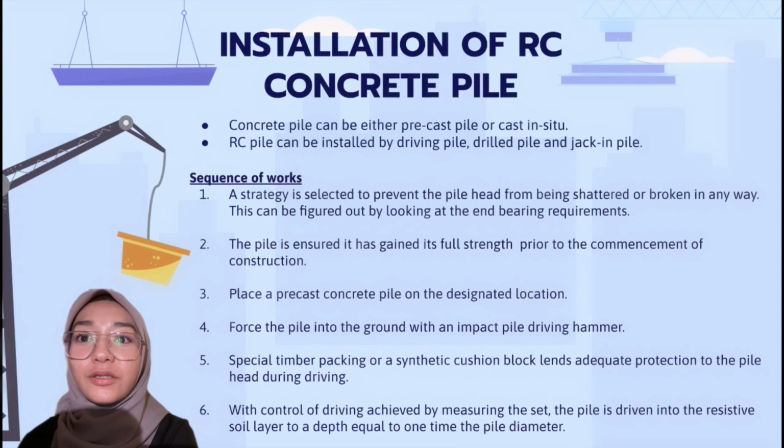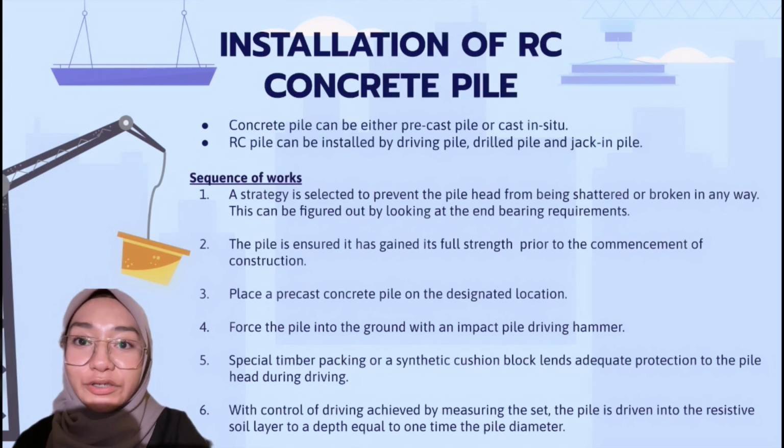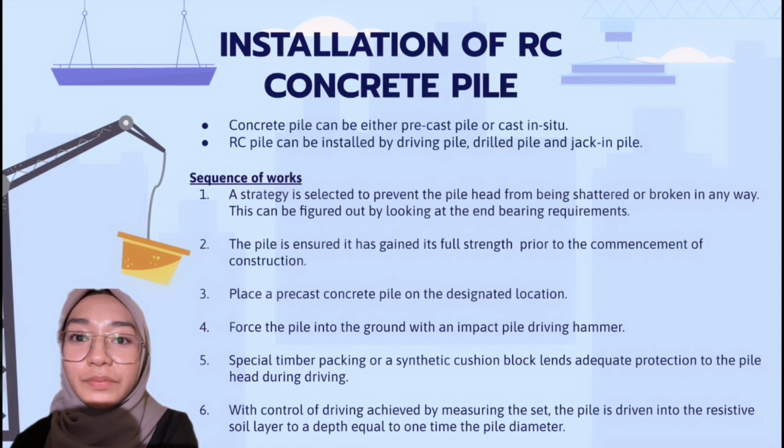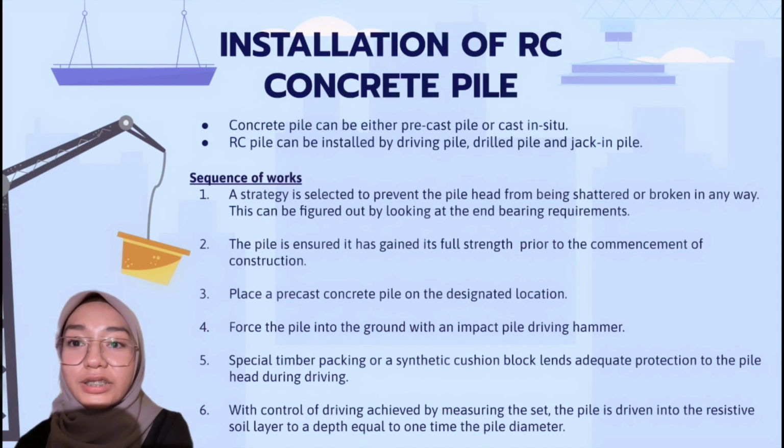Installation of RC concrete pile. Concrete pile can be either precast pile or cast in situ. RC pile can be installed by driving pile, drill pile and jack-in pile. Sequence of works. First, a strategy is selected to prevent the pile head from being shattered or broken in any way. Second, the pile is ensured to have gained its full strength.